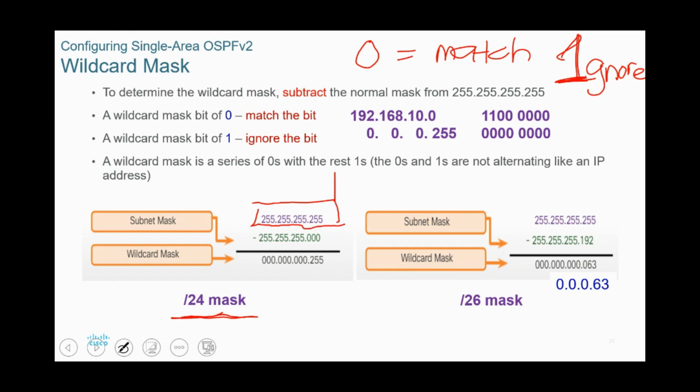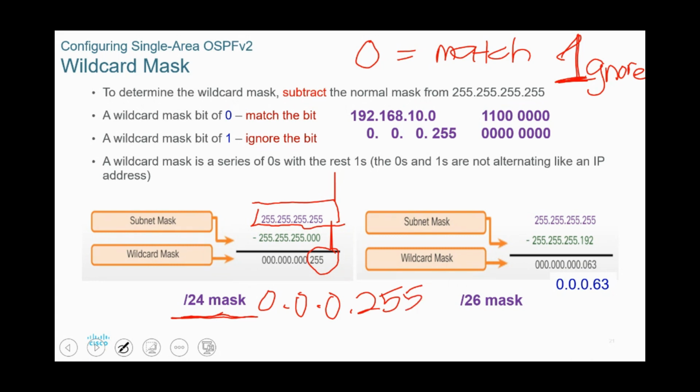And then you have 255 minus 255, you will get 0. 255 minus 255, you will get 0. 255 minus 0, you will get 255. Okay, so the answer for this wildcard mask will be 0.0.0.255.